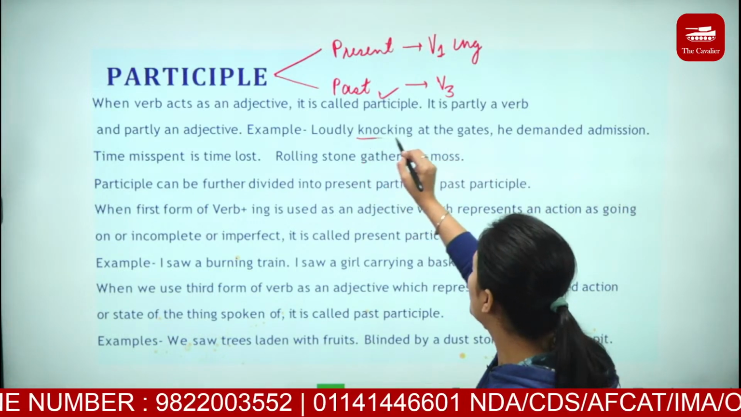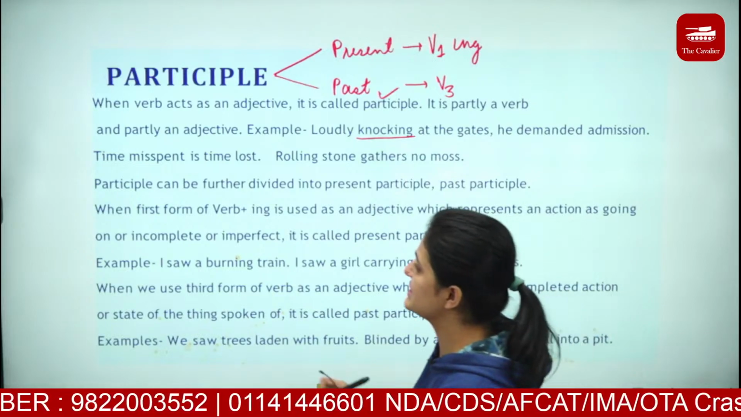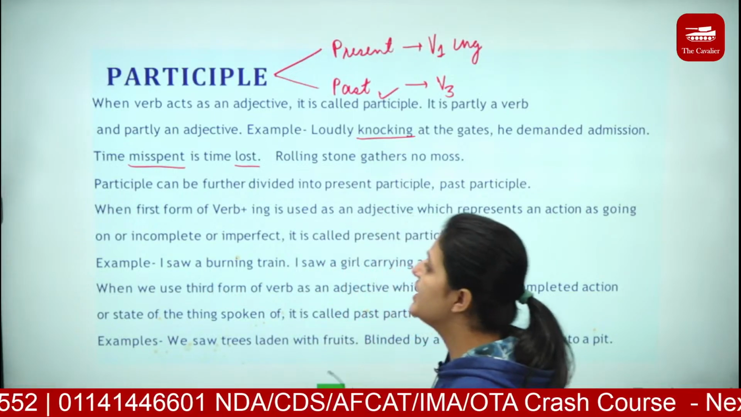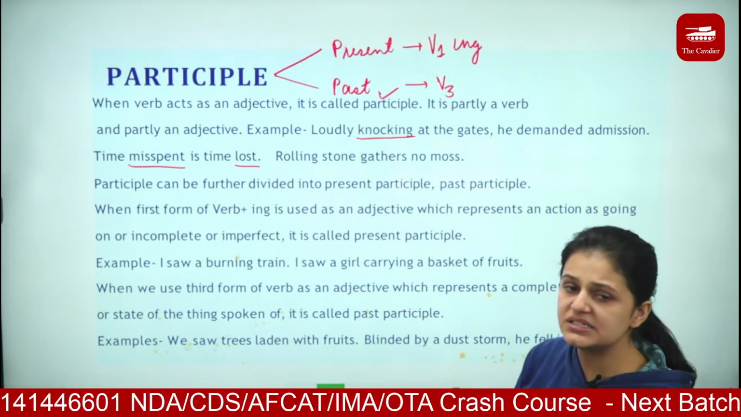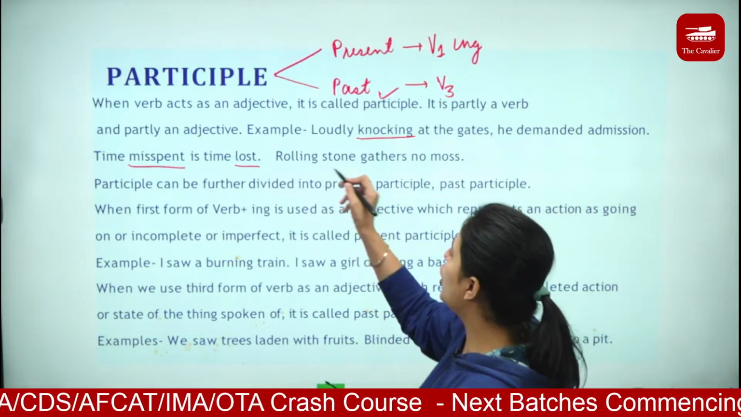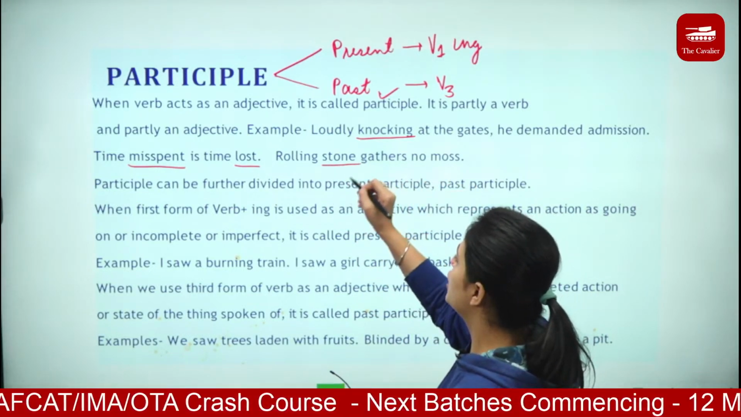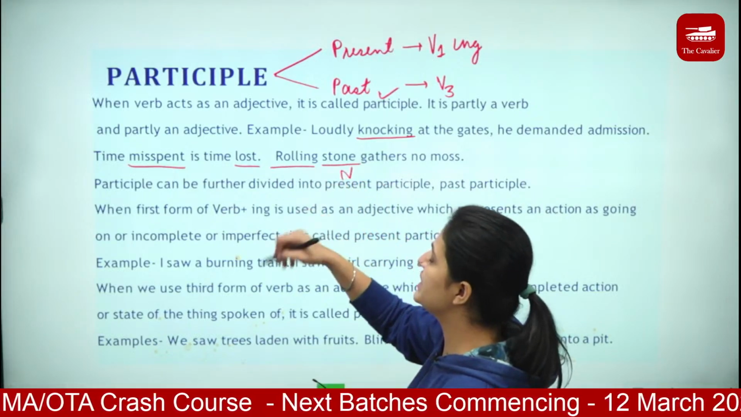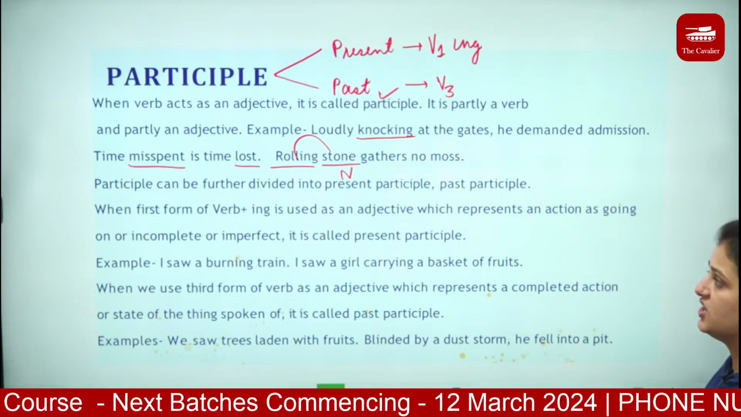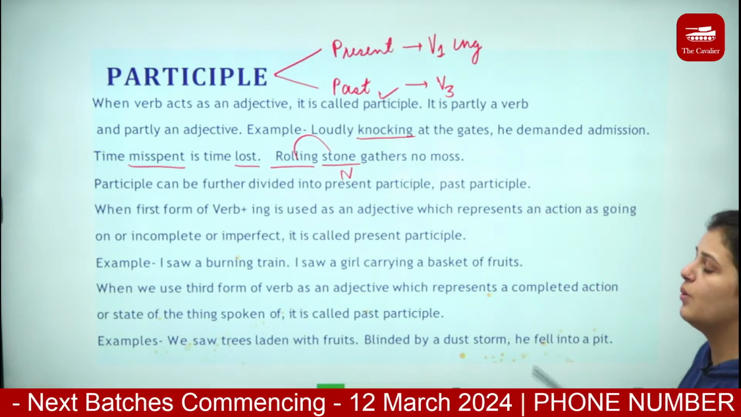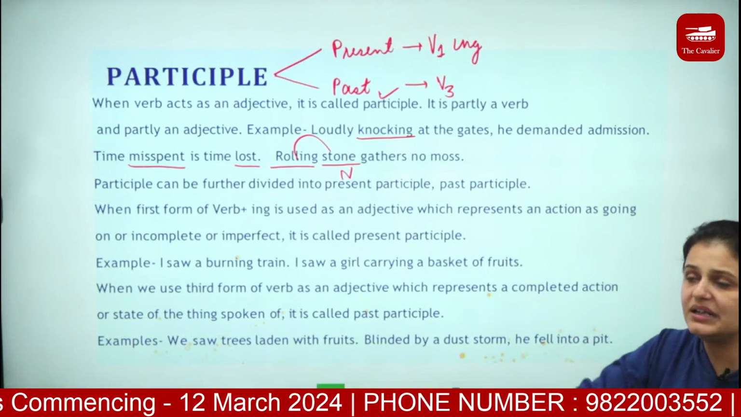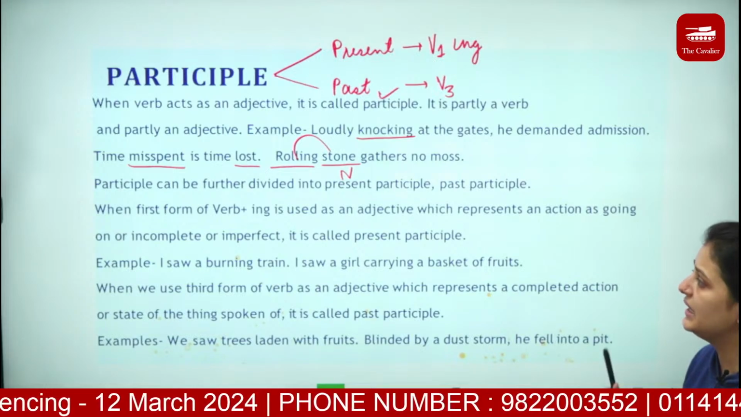So here knocking at the gates. Next, time misspent is time lost. Here misspent and lost are actually verbs which are qualifying time. Next, rolling stone gathers no moss. Stone is noun, rolling is actually a verb which is qualifying a noun, so it's working as an adjective. So in participle, verb acts as an adjective. It is a participle which is partly a verb and partly an adjective.